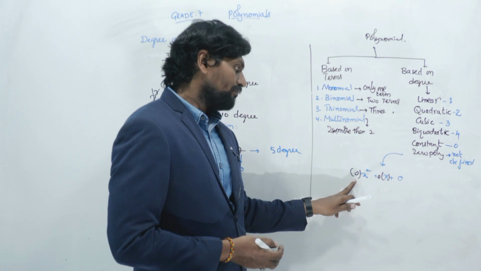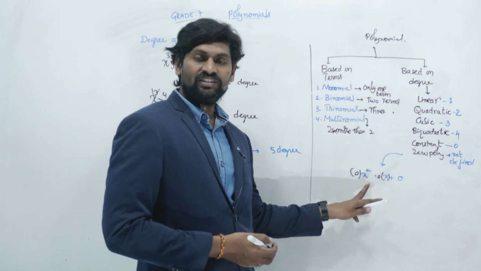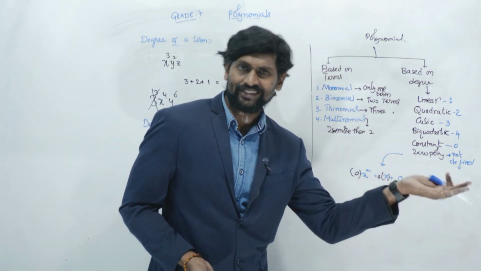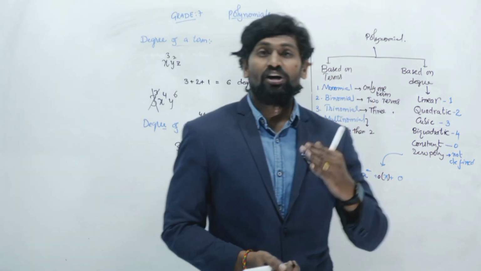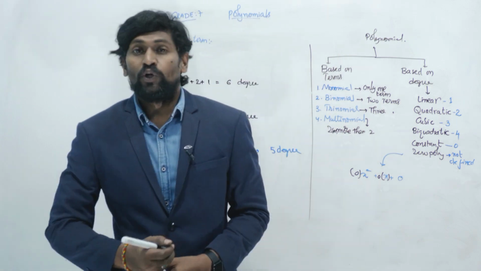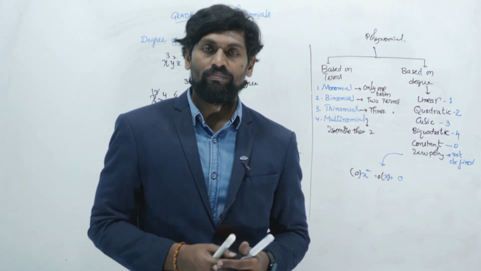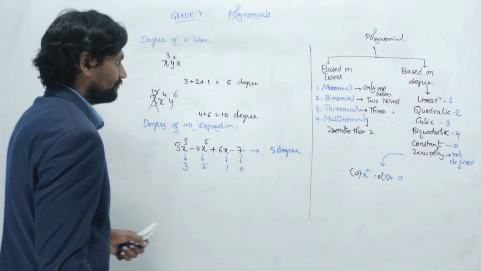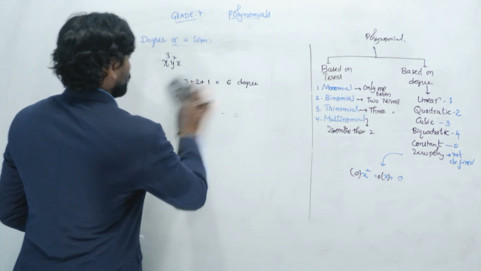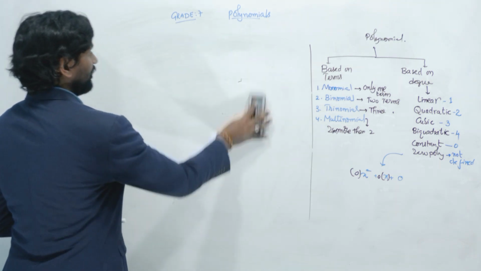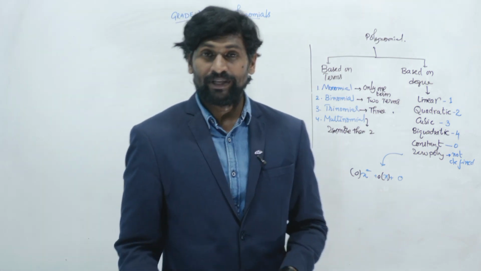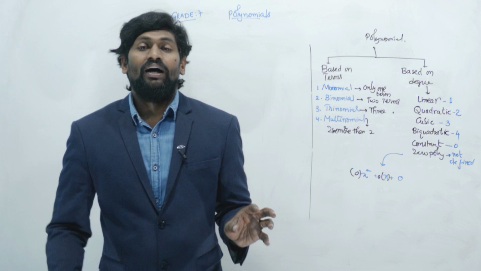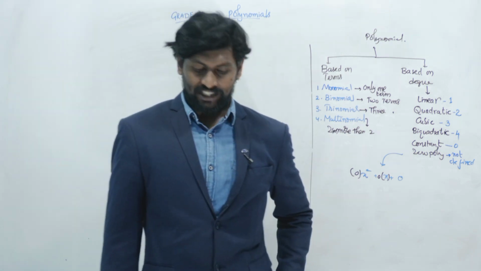Because the x square coefficient is 0, the x coefficient is 0, and the constant is also 0. Means all are zeros. 0 plus 0 plus 0 is 0 only. The zero polynomial is nothing but a polynomial whose coefficients all become 0. Okay? Right. So we discussed what a polynomial is, the types of polynomials based on the degree and the terms, and the degree of a polynomial.